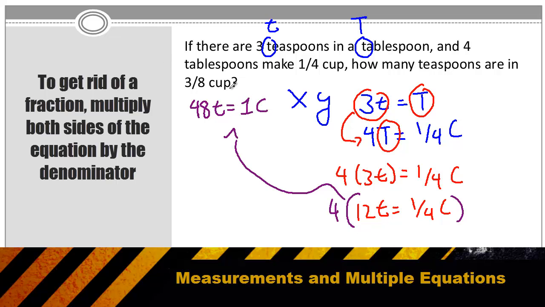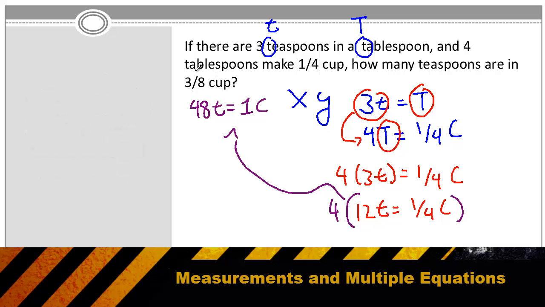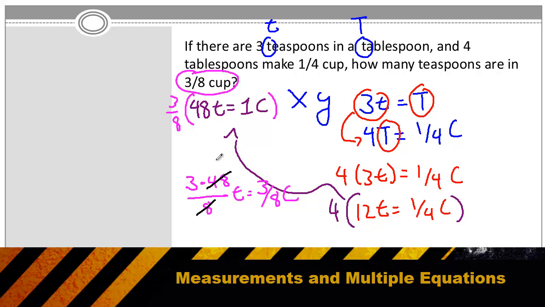But the question isn't asking for 1 cup. The question is asking for what is in 3/8 of a cup. So then I'm going to multiply my entire equation by 3/8. And I get 3 times 48 over 8 little teaspoons is equal to 3/8 of a cup. My 8 cancels out the 48, leaving a 6, and I'm left with 18 teaspoons is equal to 3/8 of a cup.